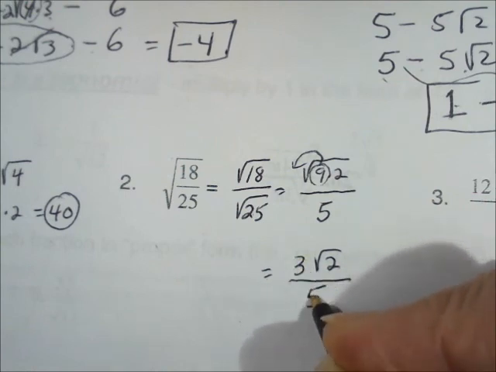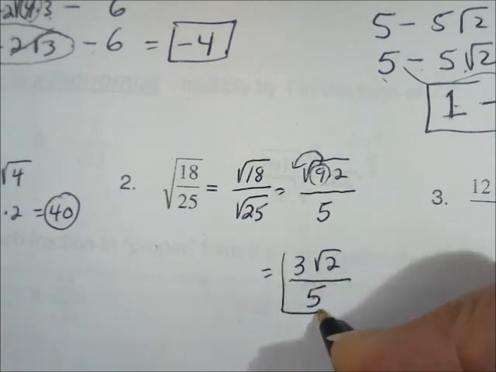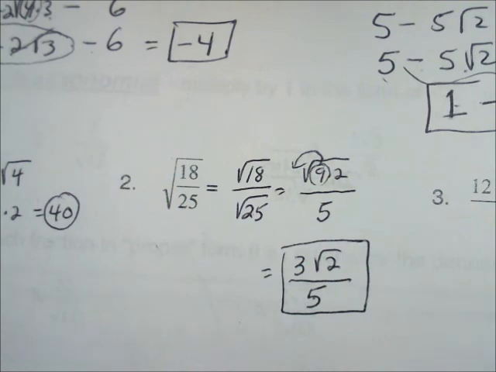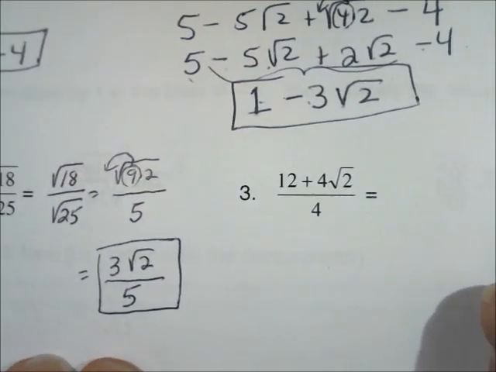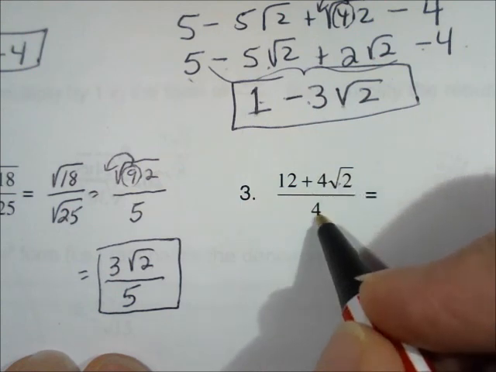Now if this 3 and 5 could have been reduced, like if this were 3 and 6, or if this was 5 and 25, you could have reduced that down, but 3 over 5 doesn't reduce, so that's the end of that problem. On number 3, you have a binomial on the top and a monomial on the bottom.